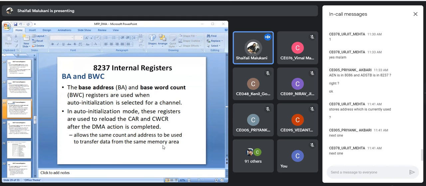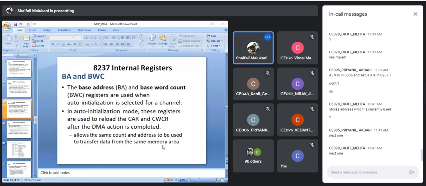Same way, base count. What is base count? What is the current word count? Suppose earlier it was 100. When I started, my current word count and my base word count were 100. But now the current word count will become 99, 98, 97 as the data transfer proceeds, but the base word count will remain 100 itself. It will remain 100 itself, right?